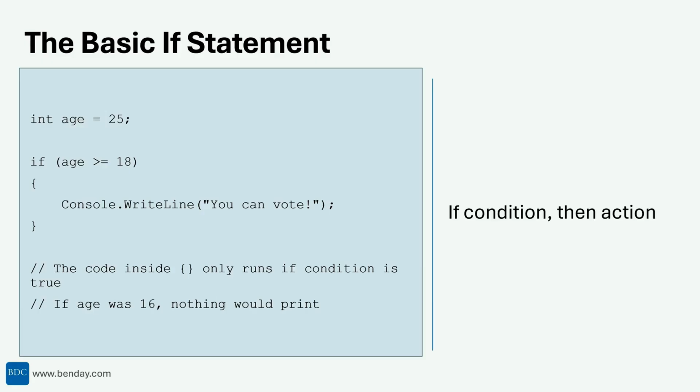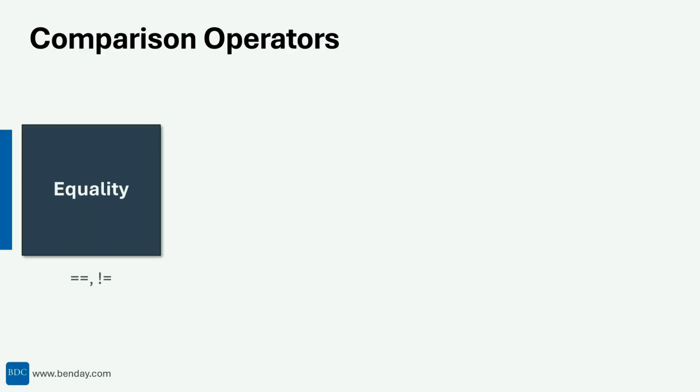Okay, so here's what's happening. If checks a condition. If it's true, the code in the curly braces runs. If it's false, it skips right over it. Double equals checks if things are equal. Exclamation equals checks if they're not equal. Don't confuse it with single equals for assignment.